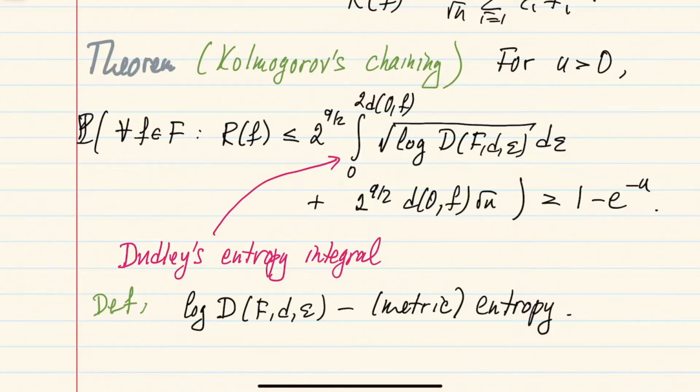Of course, the bigger the set F is, the more difficult our task is, and so the size of the set, or the complexity of the set, here is measured through this metric entropy function. Okay, and we will see in the proof how it comes out very naturally.